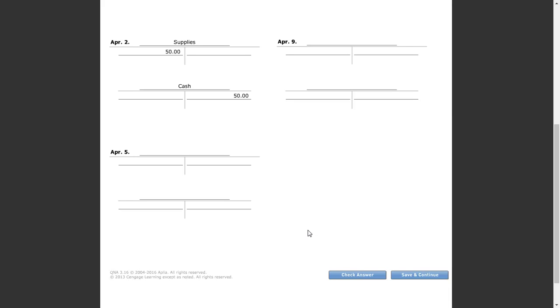We have more cash. So there's a lot of thinking that I do myself before I type anything in. If I paid cash for insurance, prepaid insurance would be my first account. And prepaid insurance is going to be debited.